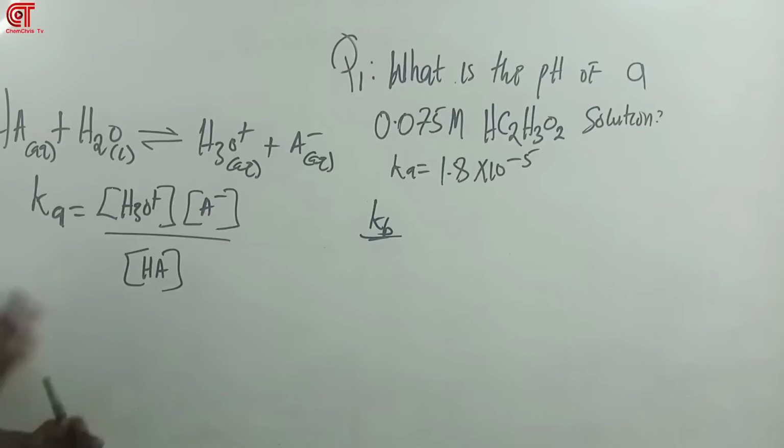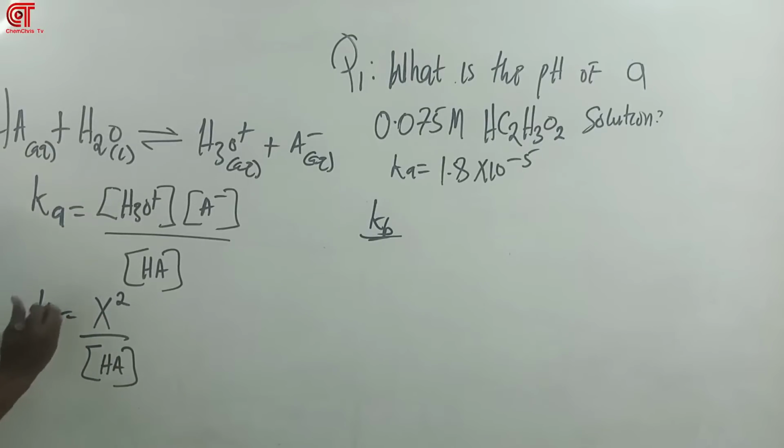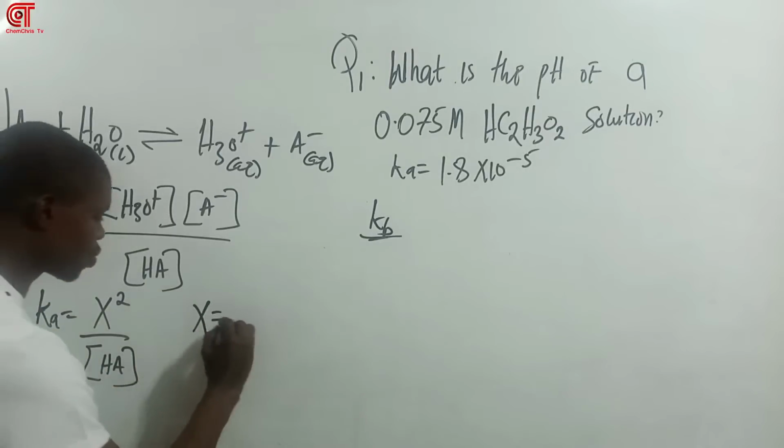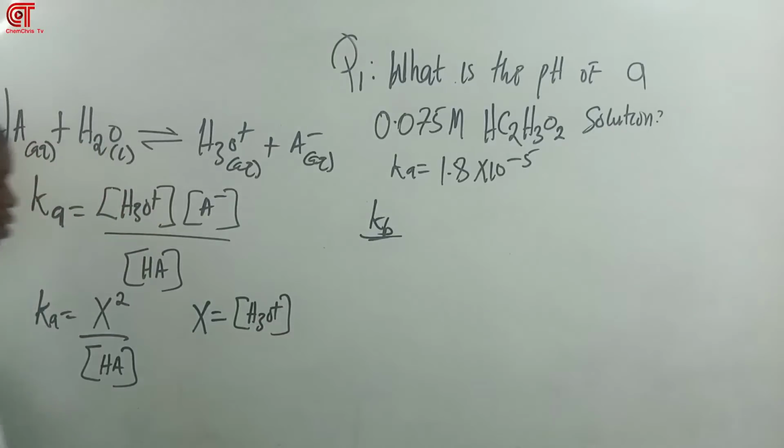Now you need to use an ICE table to get your calculation, but there's a simple formula which I'm about to give you: Ka equals x squared over HA. Here Ka is the ionization constant for the acid, and here is the concentration of the acid given to you in the question. When I'm talking about an acid, my x is always equal to the concentration of H3O plus, the hydronium ion.